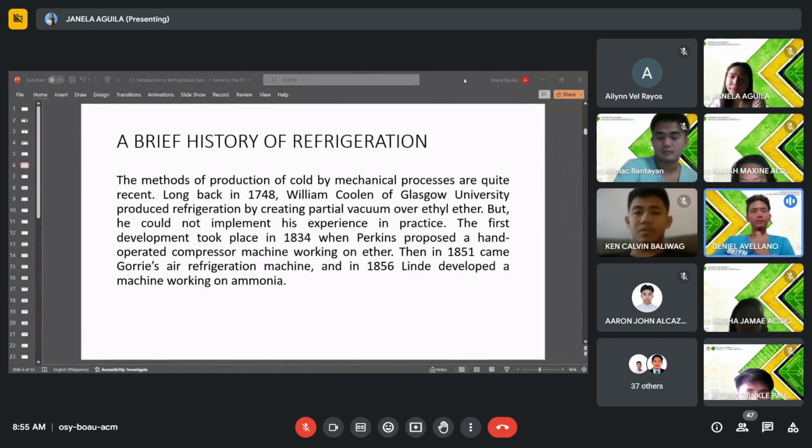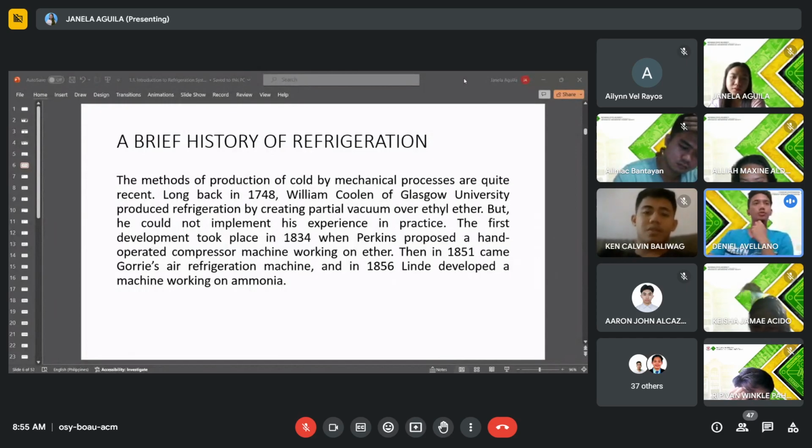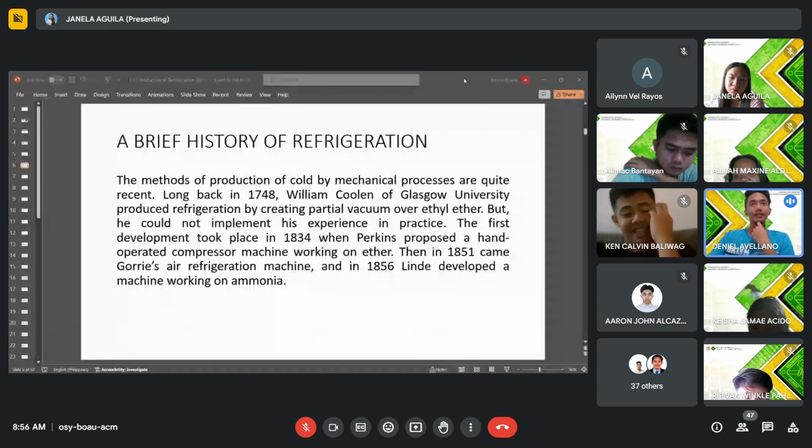So, a brief history of refrigeration po. The methods of production of cold by mechanical processes are quite recent. Long back in 1748, William Cullen of Glasgow University produced refrigeration by creating partial vacuum over ethyl ether. But he could not implement his experience in practice. The first development took place in 1834 when Perkins proposed a hand-operated compressor machine working on ether. Then in 1851 came Gore's air refrigeration machine, and in 1856 Linde developed a machine working on ammonia.